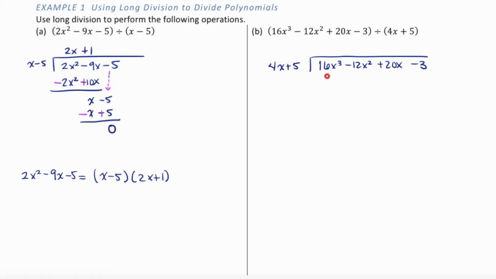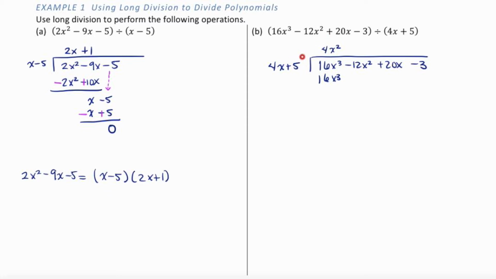What times 4x gives me 16x cubed? I know that 4 times 4 is 16, so we should have a 4 here. Then x times what is x cubed? That's right, x squared. So we have 4x squared times 4x is 16x cubed.